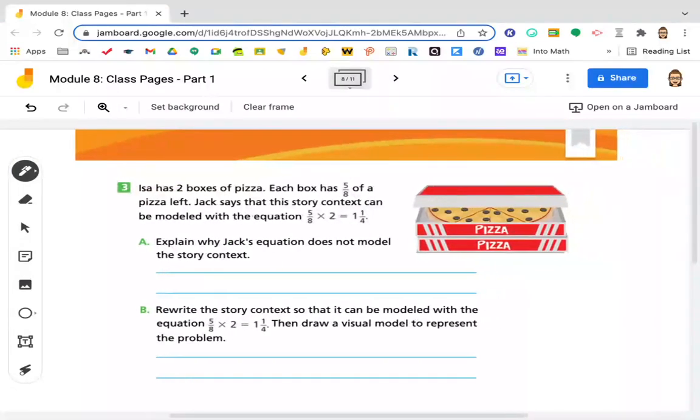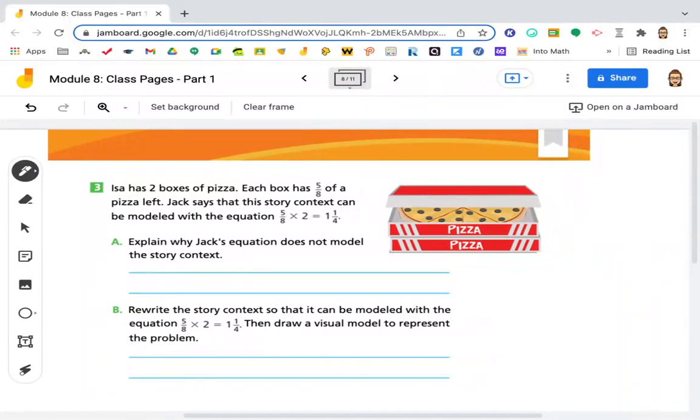So it says, Isa has 2 boxes of pizza. Each box has 5/8 of the pizza left. Jack says that this story context can be modeled with the equation 5/8 times 2 equals 1 and 1/4. Explain why Jack's equation does not model the story context.